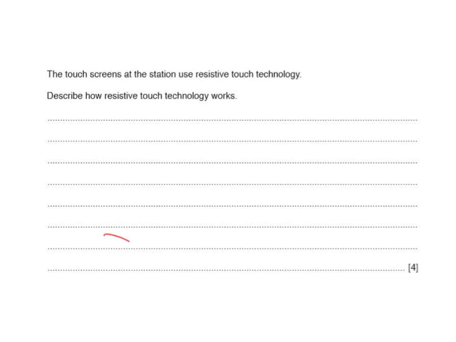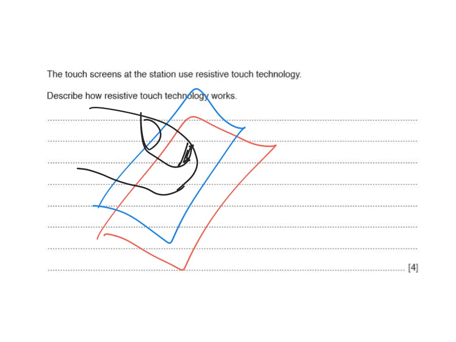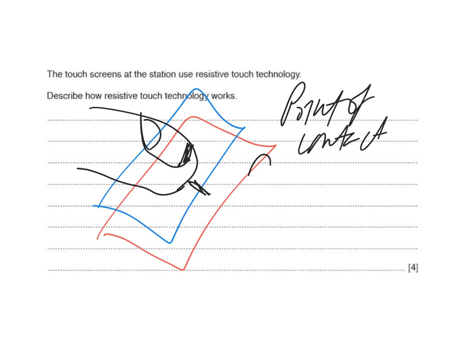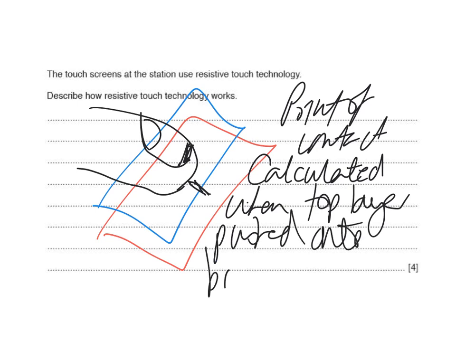Resistive, we already talked about, we drew this amazing diagram where we had the two layers, and then I drew this incredibly detailed picture of a finger, even with a cuticle, let's get some dirt under the nail, that when you press onto that layer, the point of contact is determined. So things like this, point of contact, my goodness, my writing, calculated when top layer pushed onto bottom layer.